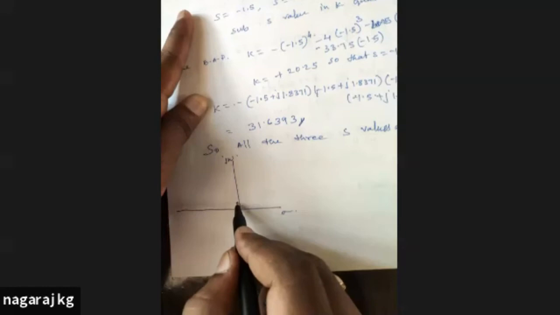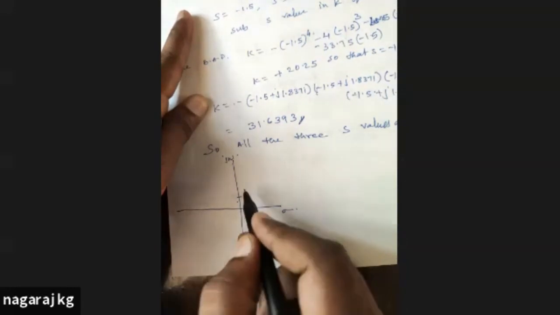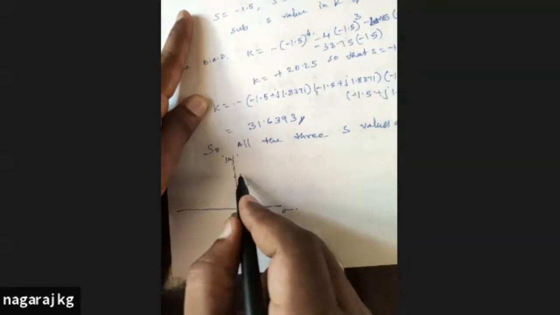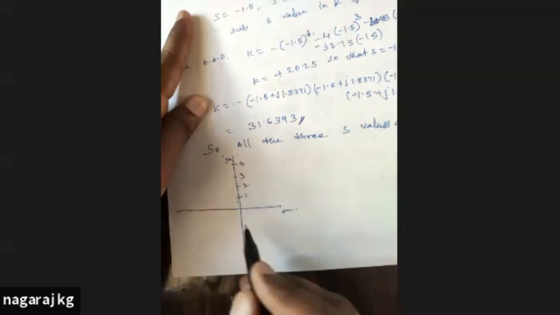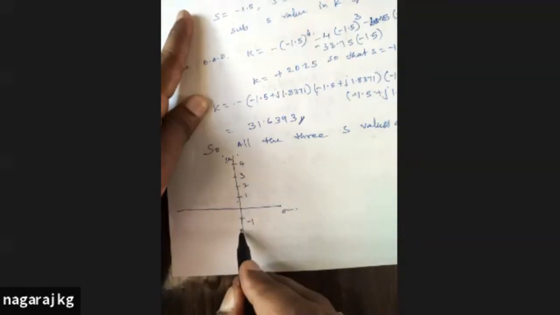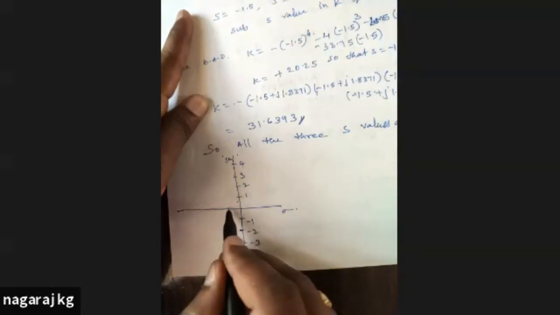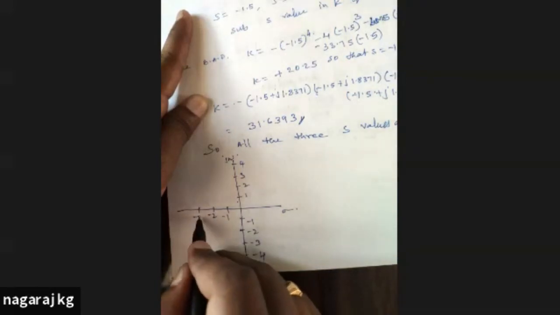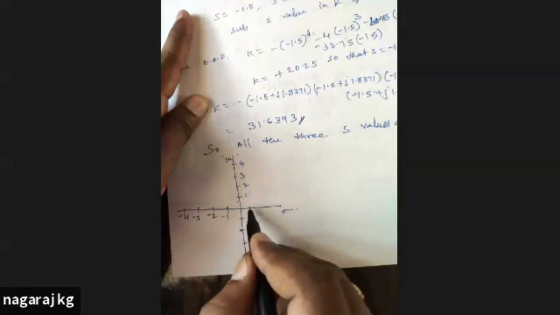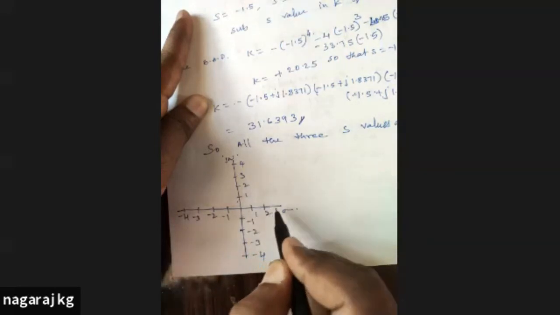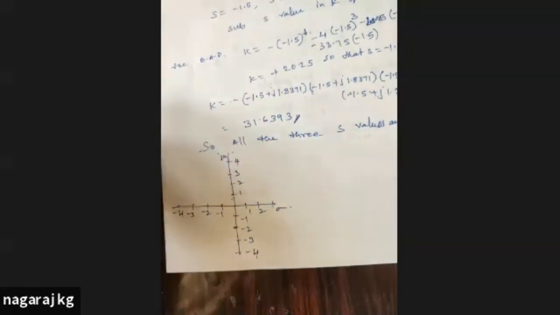In this, you indicate the values as 1, 2, 3, 4, like this. This is minus 1, minus 2, minus 3, minus 4. This is minus 1, minus 2, minus 3, minus 4. Right hand side plus 1. We are just creating the graph to draw the root locus. Now after rough sketching the s plane, you just indicate where the poles are located.